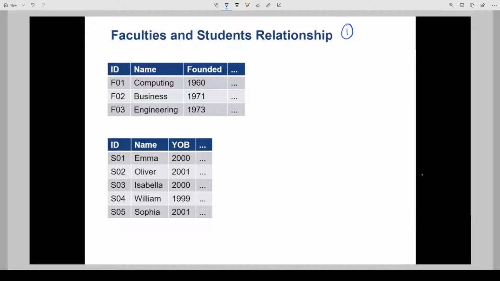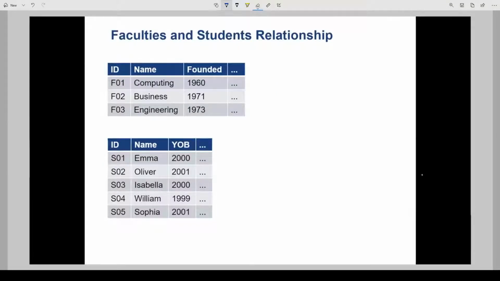Our first option, first thinking is that, do we need to make any changes in this table? Let's say that we keep it like this, don't change anything. Ask ourselves, from these two tables, do we know what faculty that Emma, the student, belongs to? Or in here, given computing, do we know what students are studying in computing? The answer is no. And because of that, we don't have this option 1. We need to change something.